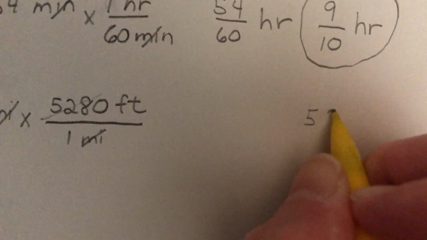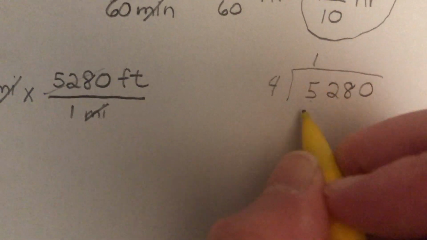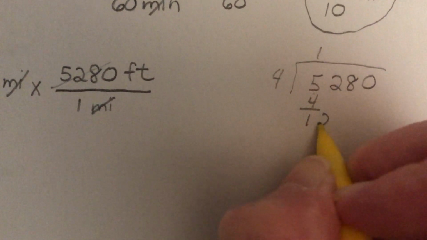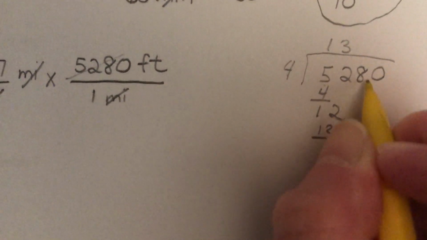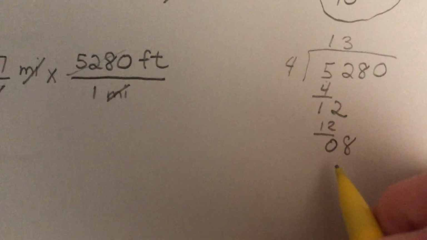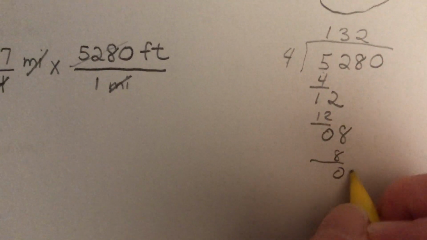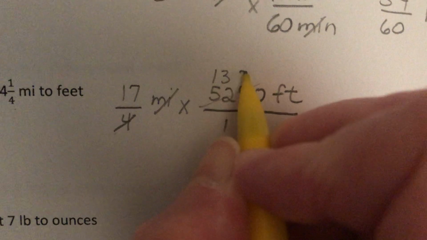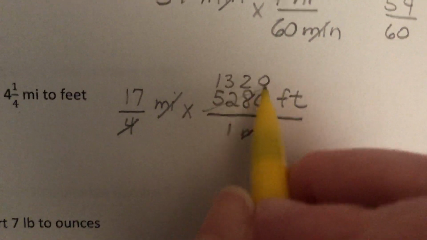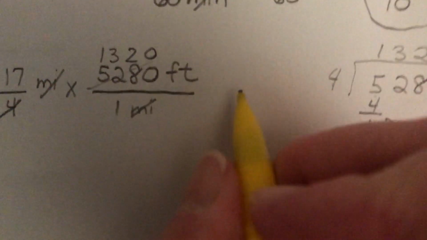So coming over here to demonstrate the division by 4, 4 goes into 5 1 time. Subtract, bring down the 2. 4 goes into 12 3 times. Subtract, bring down the 8. 4 goes into 8 twice. Subtract, bring down the 0. 4 goes into 0, 0. So when I divide this by 4 and this by 4, this becomes 1,320. So now I need to do 1,320 times 17. And that will give me my final answer in feet.